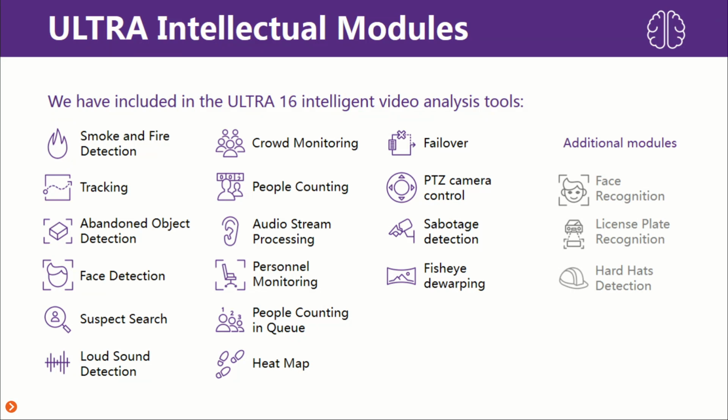sabotage detection, fisheye dewarping. These will be included in the package, and they will come with the license of Ultra itself. So if you are buying an Ultra license, you will be getting these modules for each and every channel. Then you can have add-ons as well, like face recognition, license plate recognition, hard hat detection. So these three intelligent modules can be added at extra cost.